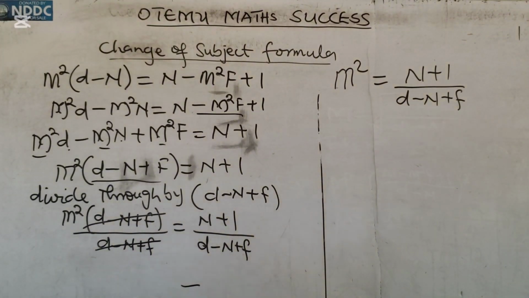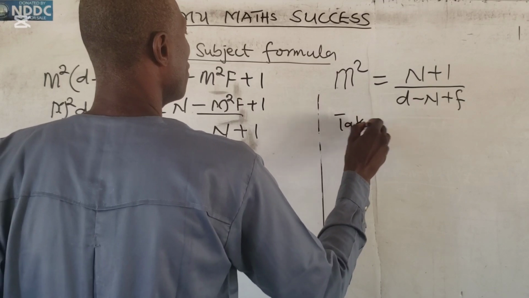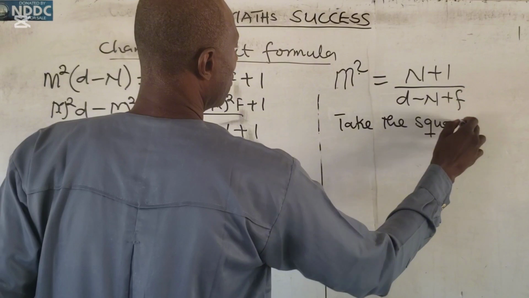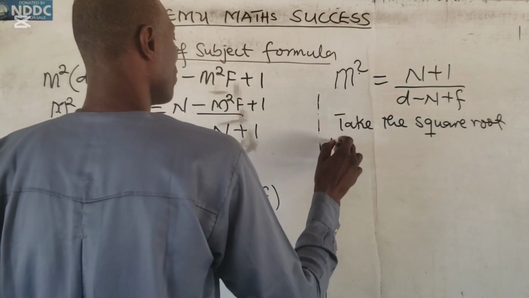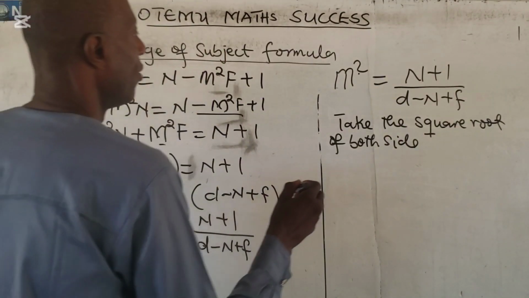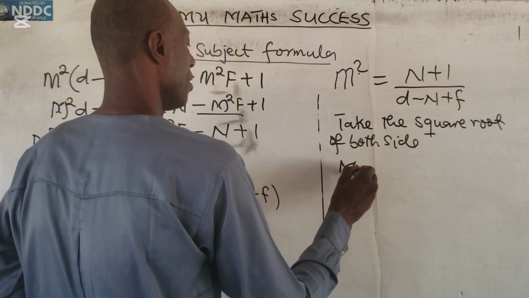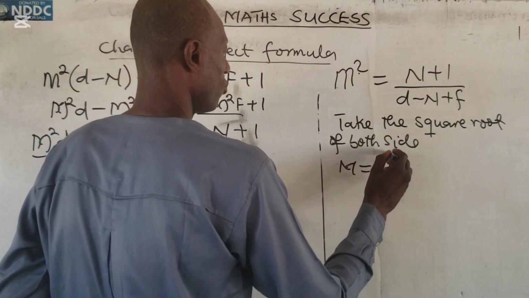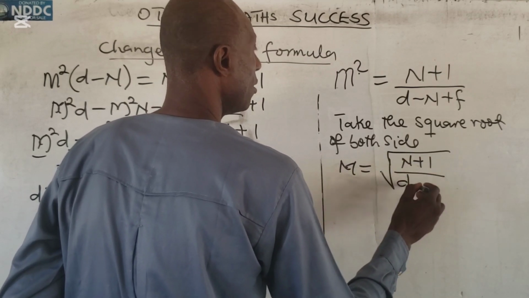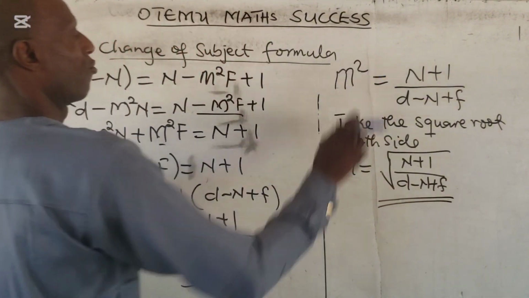But take note, in the question given, M is the subject. Now, let's take the square root. This is M squared. Take the square root of both sides, because we have the final answer now. So we take the square root. Here is now M is equal to the square root of N plus 1 over D minus N plus F.